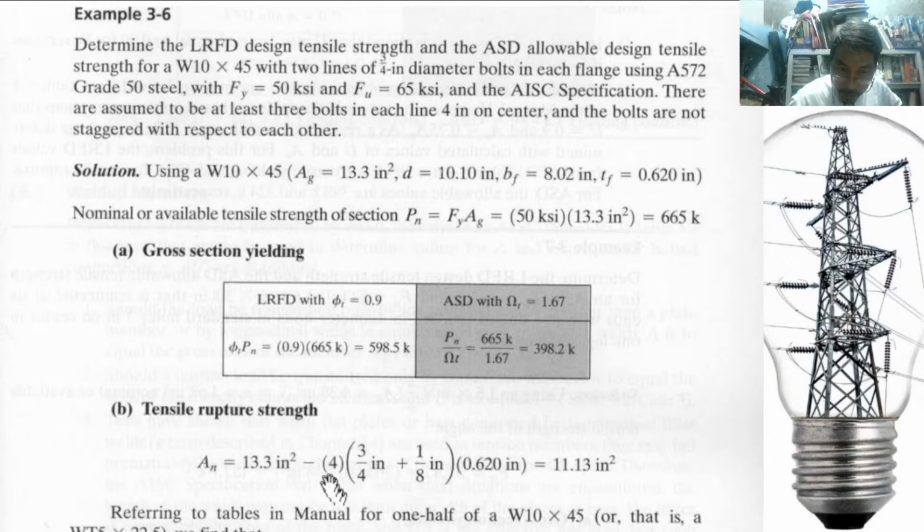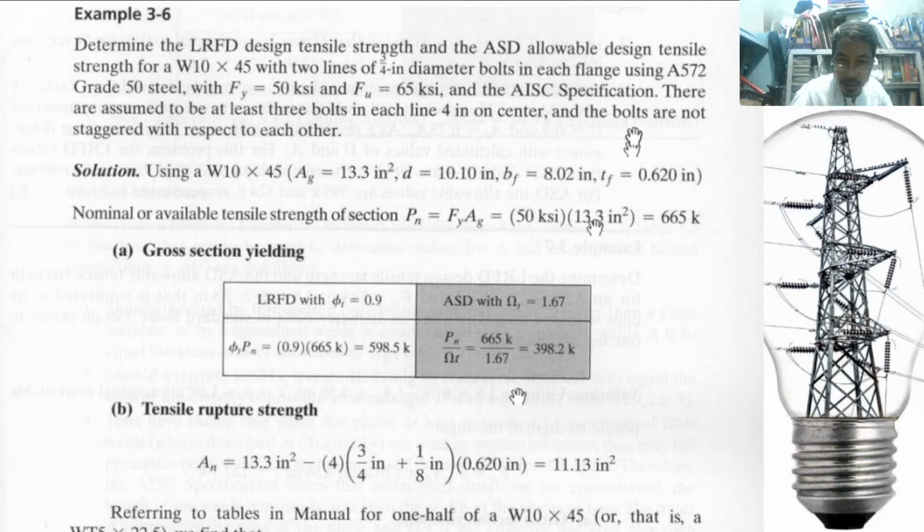So we are going to subtract the bolt holes. What is this? This is the bolt hole diameter. The diameter of the bolt is 3/4 plus 1/8. This is the allowance. If you are using the code, you are going to use 3/4 plus 1/16. Okay? Do you follow? So the diameter of the hole times the number of holes must be multiplied by the thickness.